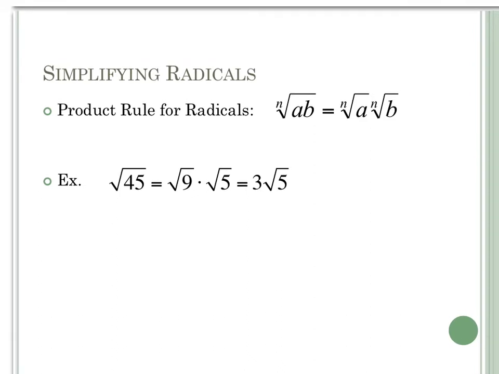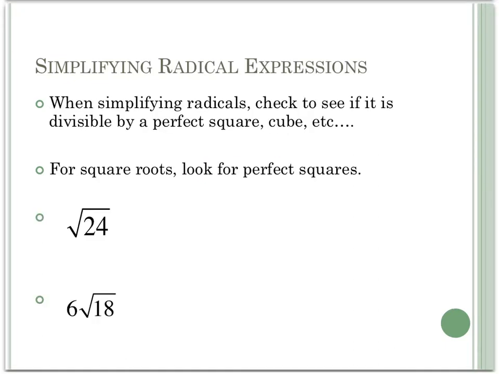So for example, if we are looking at the square root of 45, 45 can be rewritten as the square root of 9 times the square root of 5. And now this allows us to simplify the square root of 9, and the square root of 9 is just 3. So this simplifies the square root of 45 down to 3 the square root of 5. Let's look for some more examples.